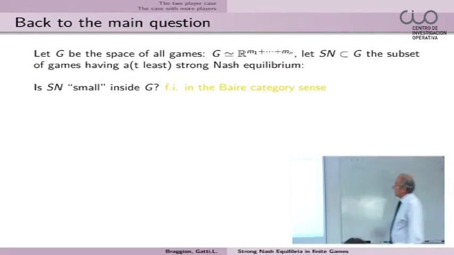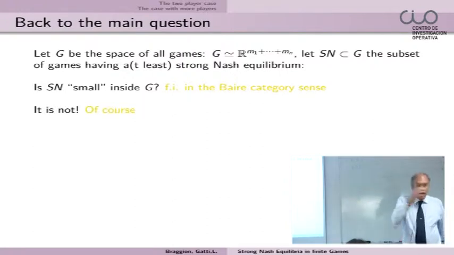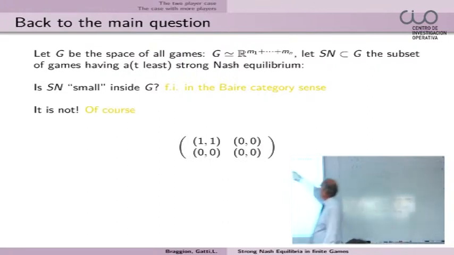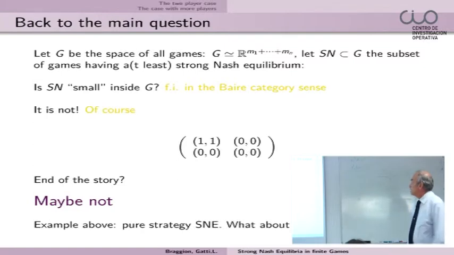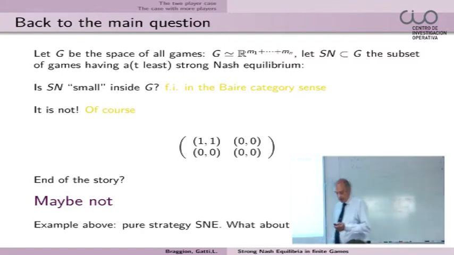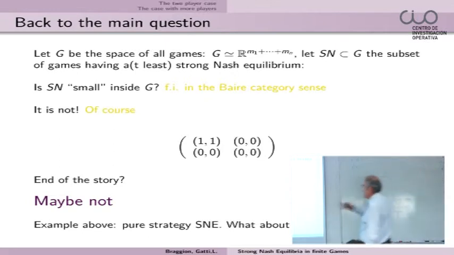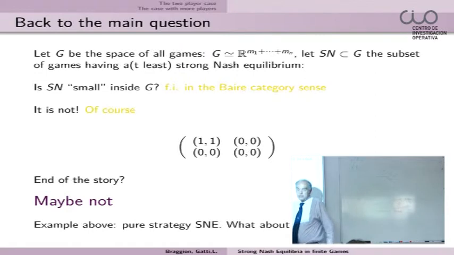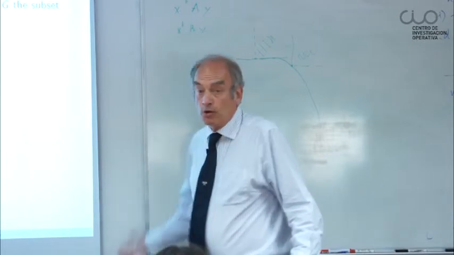So the main question is this. The space of all games is of course a Euclidean space, because I consider the entries of my matrix as the elements. So it is isomorphic to some Euclidean space, and I consider inside this the set of games which have at least one strong or super strong Nash equilibrium. And my question is: is this set small, for instance, in the Baire category sense? And of course, the answer is no, it is not. Why should it be? If I consider this example, this is a strong equilibrium, this is clear. And if I make a small perturbation of these entries, this remains a strong equilibrium. So the set of the strong equilibria is not small in the Baire category sense.